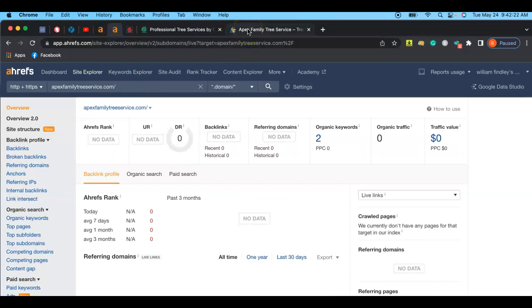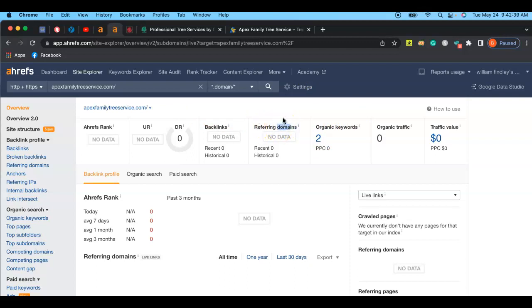I just took your company or your domain right here, Apex Family Tree Service. I think this is you guys. And I just plugged it in, and this is what it came up with. Okay. So I can see here it only has two organic keywords. And next is going to be the referring domains.